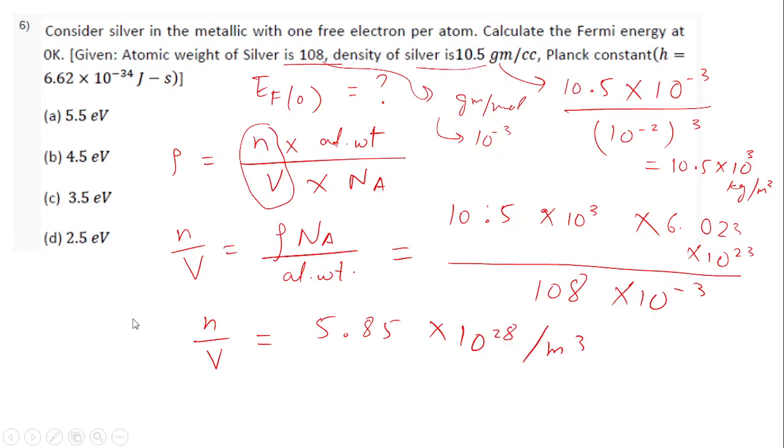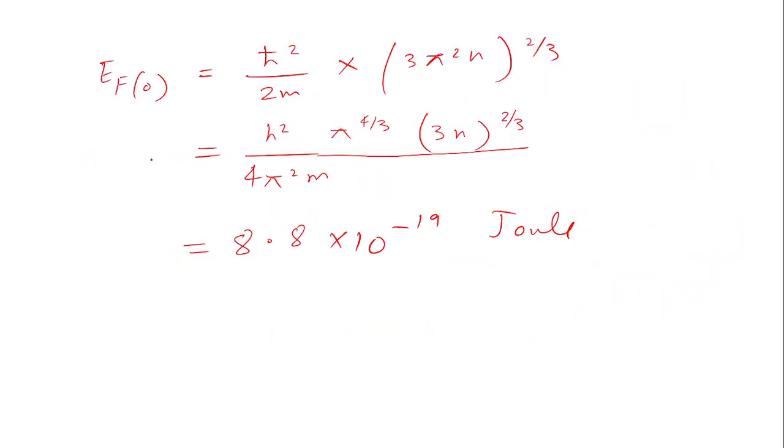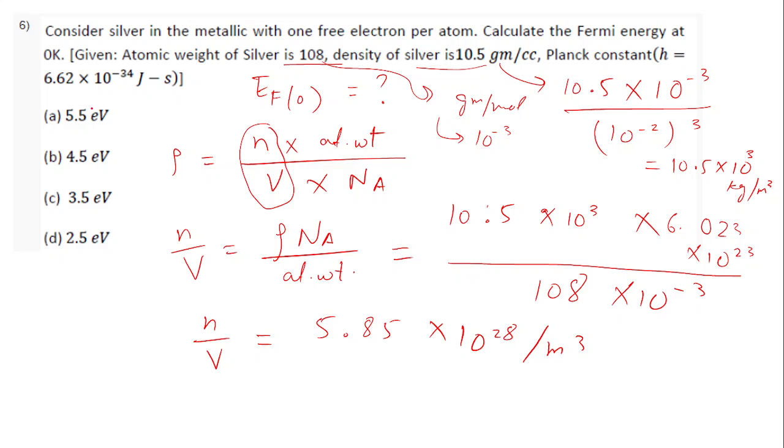Okay, answer is again in electron volt, means I need to divide it by 1.6 times 10 to the power minus 19, and then I will get 5.5 electron volt. Please go through the calculations.